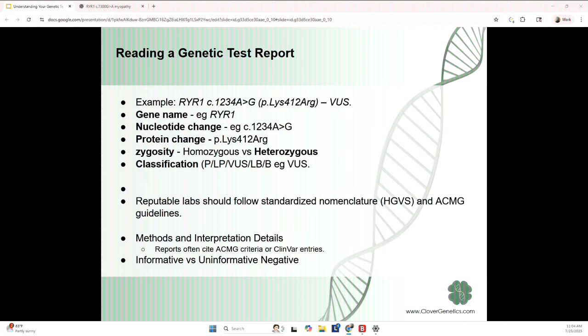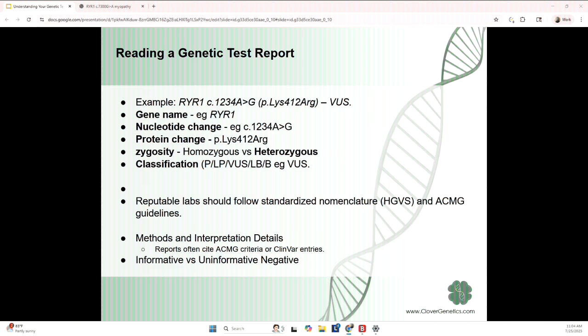The critical piece in this classification example here is that this is a VUS, or a variant of uncertain significance. If this was classified to be pathogenic, it would say pathogenic in this space. While reputable labs will use that five category ACMG list, there can be a variation from lab to lab, as I mentioned, which is why it's still important to have a physician or genetic counselor review the report to make sure that the nuances are identified there.